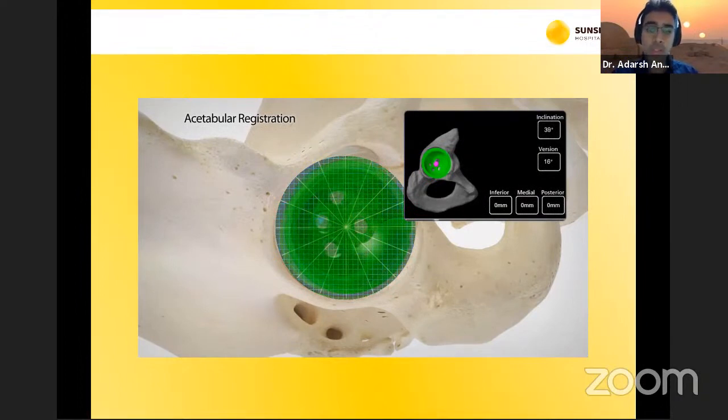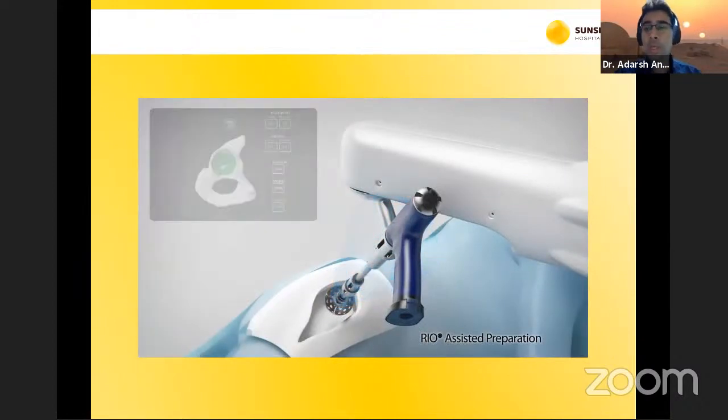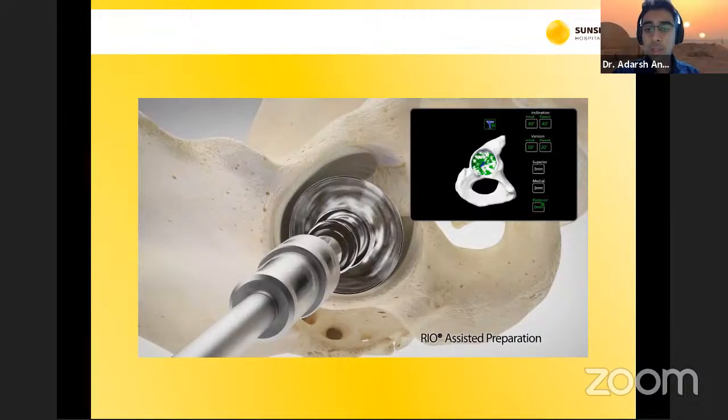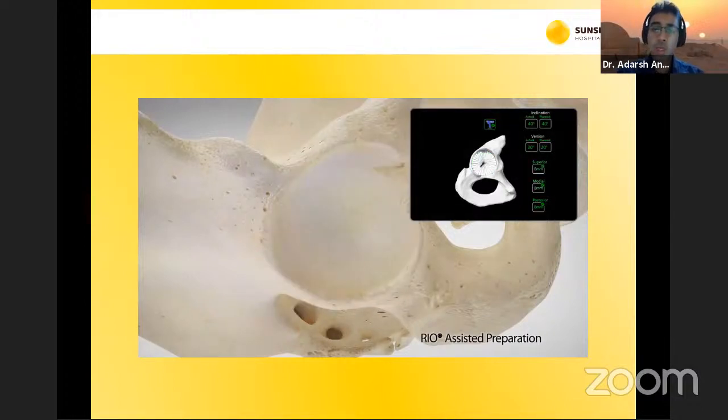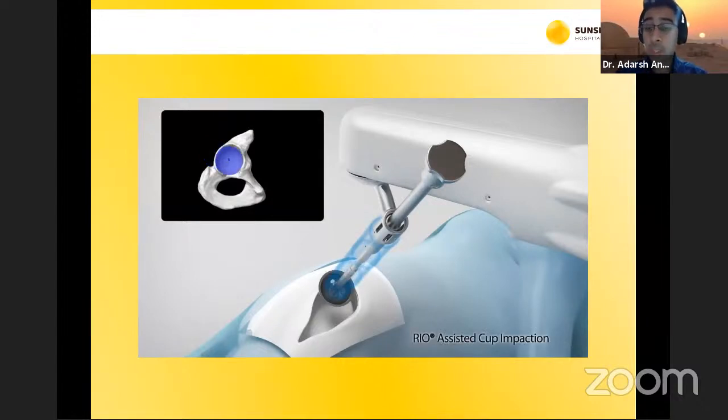And you get this nice virtual cup over there. Boundaries help make sure that you don't stray out of line and do your single ream, and you just ream out that green part of the bone that is required. It's a single ream, as I mentioned. And finally, it also assists in the impaction of the cup. So the robot is helping in multiple steps.